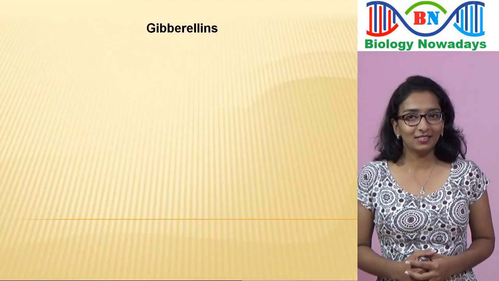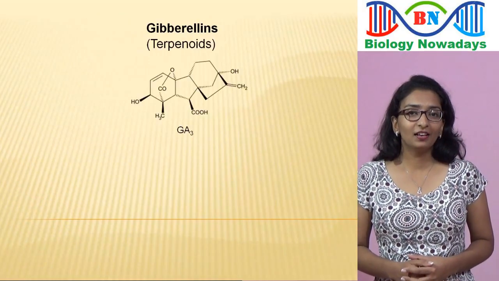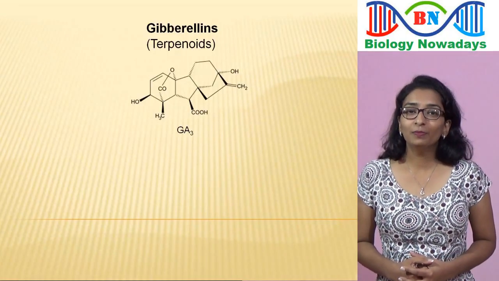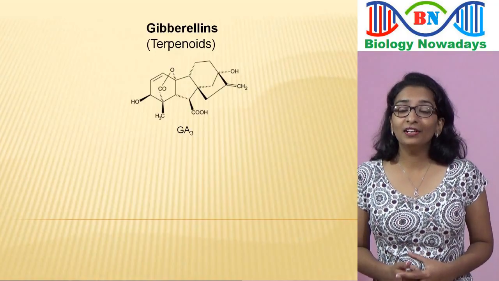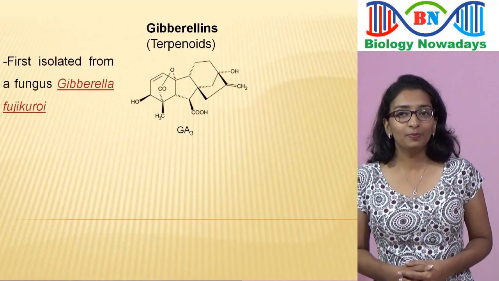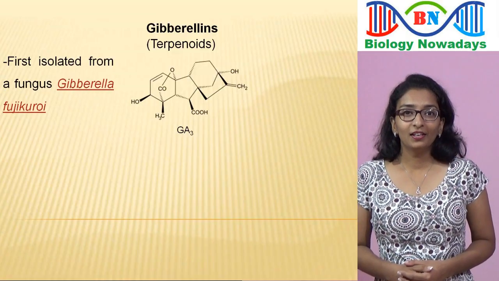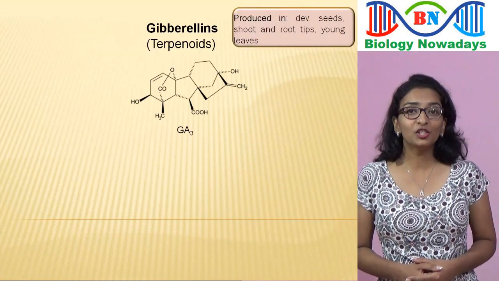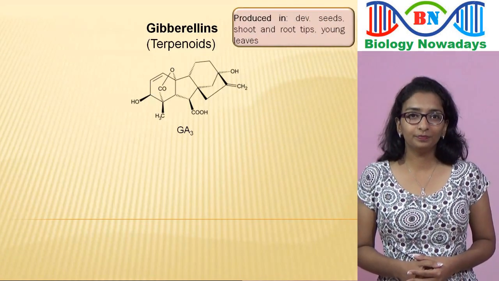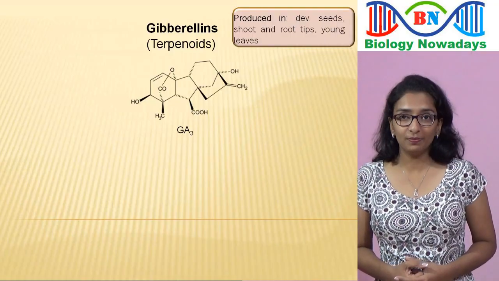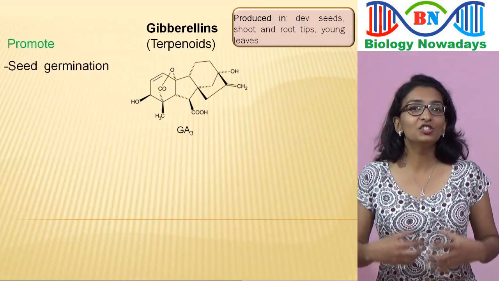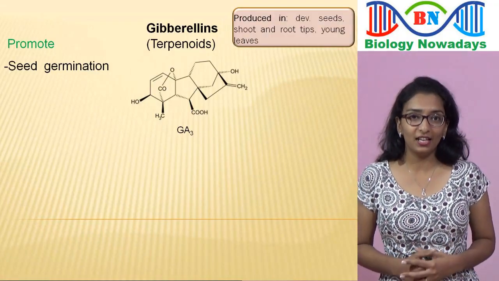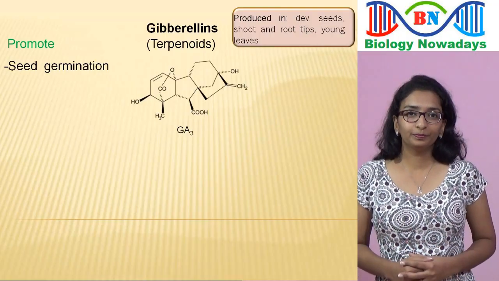Now, what about gibberellins? They are terpenoids. Gibberellic acid 3 or GA3 is the best known. Gibberellins got their name because they were first isolated from a fungus, Gibberella fujikuroi. Gibberellins are produced mainly in developing seeds, also in shoot and root tips and young leaves. One of the main functions of gibberellins is that they promote seed germination. They help in mobilization of food stored in the endosperm to the growing embryo.